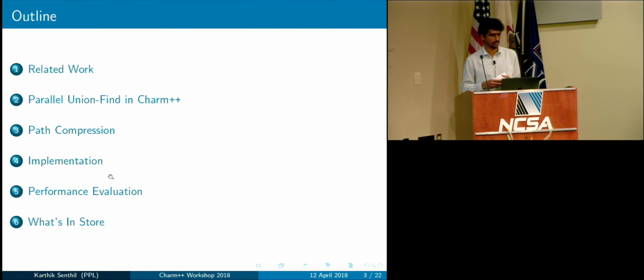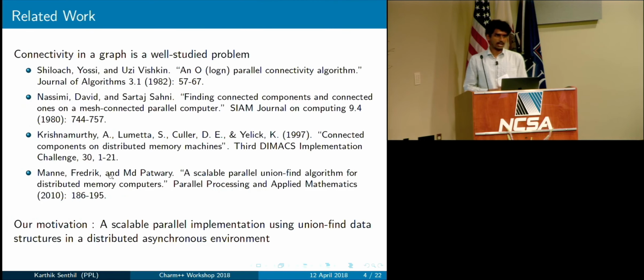I will start with some related work in this area, present our new parallel union find algorithm that we developed in Charm++, and talk about optimizations like path compression that we implemented, and give a brief idea about our implementation and some performance numbers. Connectivity in a graph is a very well explored and a very well solved problem.